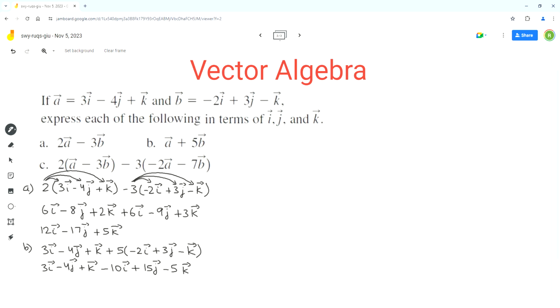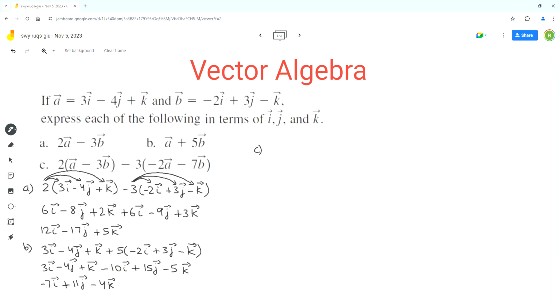Now we can combine the i, j and k terms. So for i, 3 minus 10 is negative 7. And for j, we have to do negative 4 plus 15, which is equal to 11. And for k, we have to do 1 minus 5, which is equal to negative 4. So this should be the final answer for part B. Now we can analyze part C.